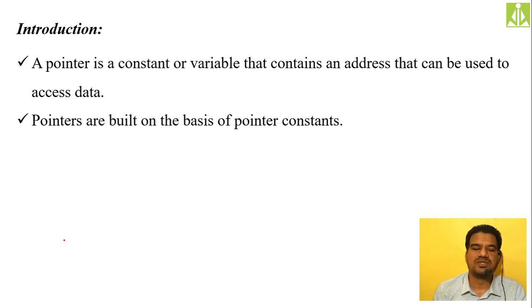So what exactly is a pointer? A pointer can be a constant or it can be a variable that contains the address of another variable. Okay, a pointer is a variable that contains the address of another variable. So a pointer we can define as a constant, or we can also define it as a variable which contains an address that can be used to access data. So why are we using that address? In order to access the data, in order to manipulate the data, isn't it?